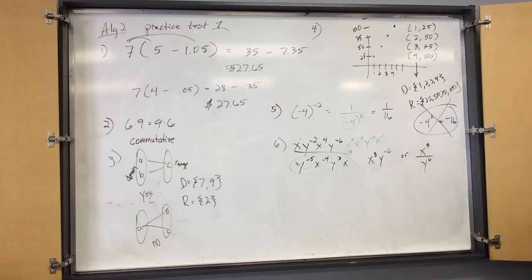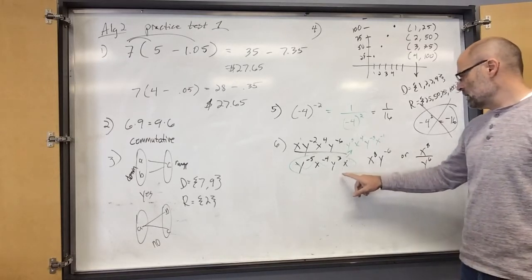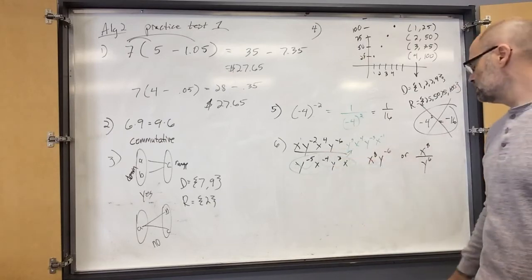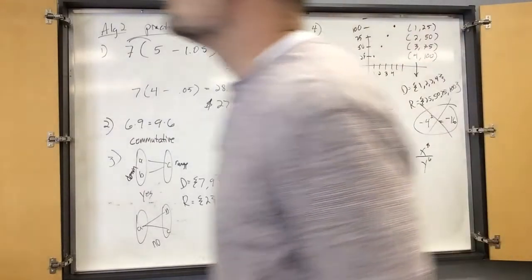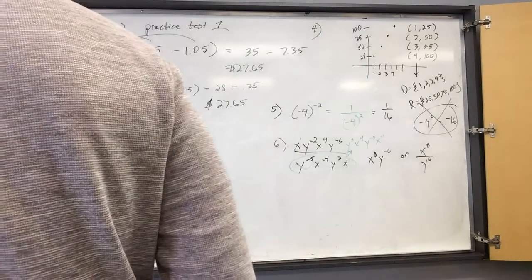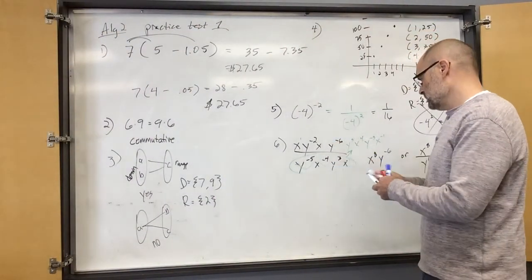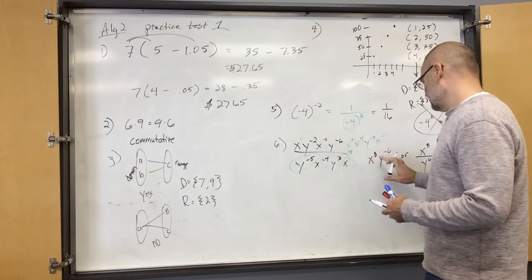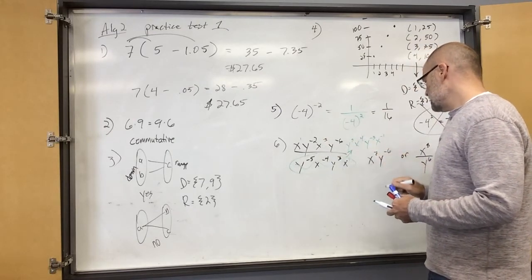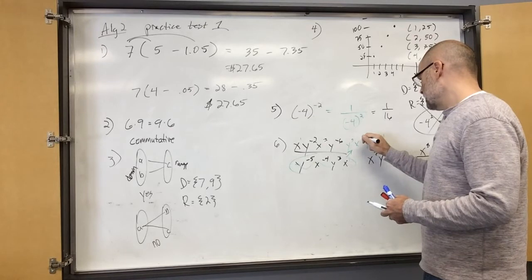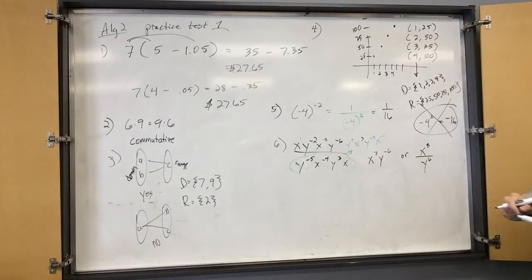So the third x on the top, is it to the fourth or to the third? Because I got it to the third on number 6. Doesn't x say 3? It does. Sorry, I copied that problem down wrong. There we go. Okay, we're good. So did you guys get the x to the 7th?